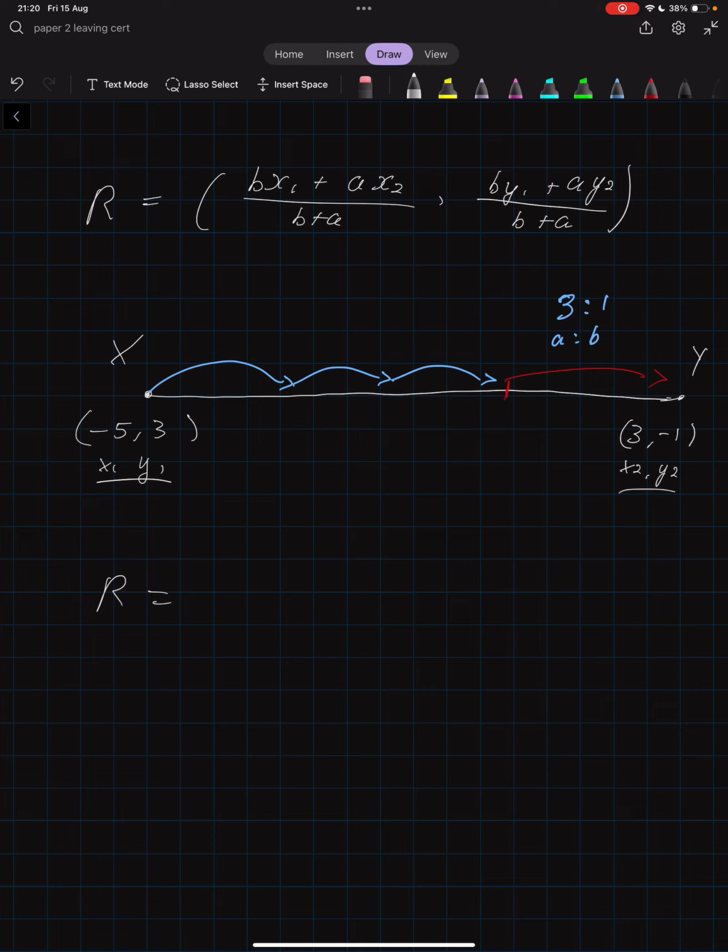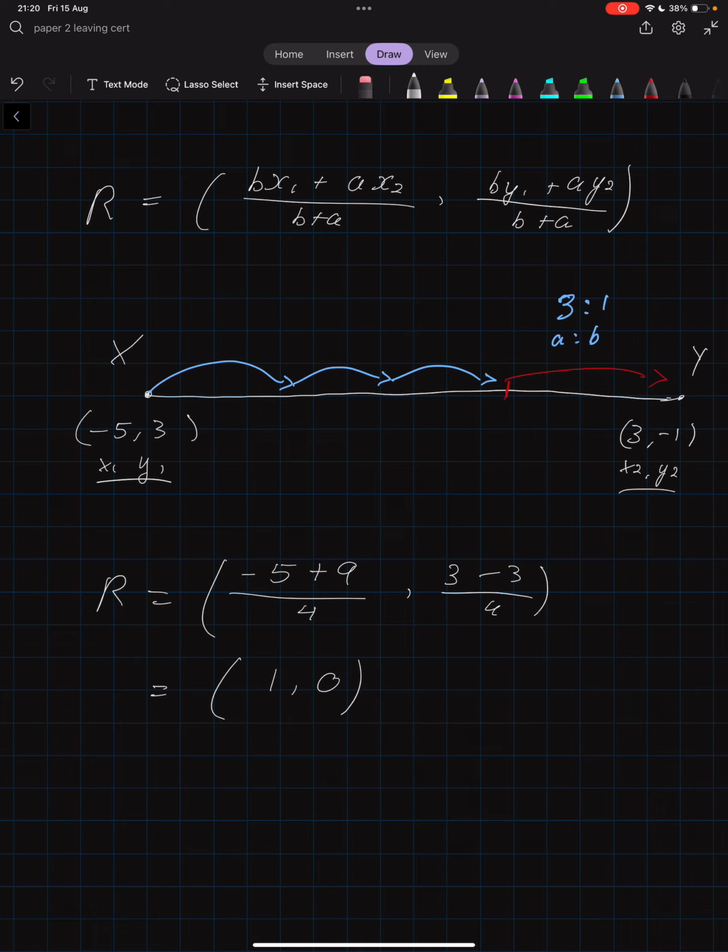So R is going to be, again, B is 1. So it's 1 times x1, so it's -5, plus 3 times x2, which is 9, all over 3 plus 1, which is 4. Then for the y value, it's going to be b, which is 1, times y1, which is 3, minus 3, over 4. So R is simply going to be 1, 0.